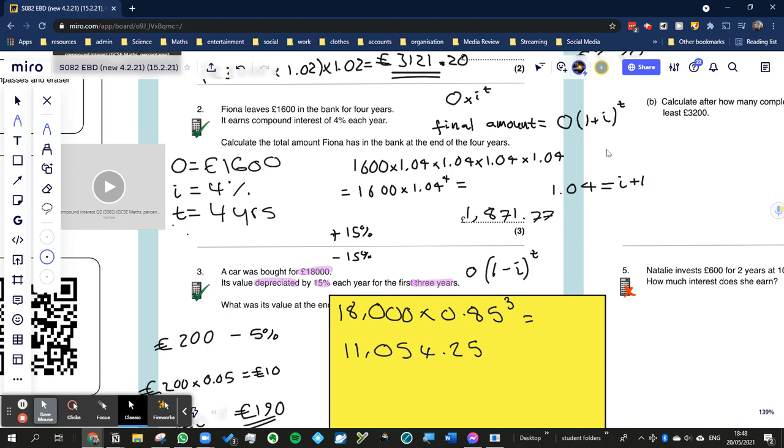So you don't think about it like, oh, what do I do if it's depreciation? What do I do if it's the same? Just remember that minus is going down, and plus is going up.